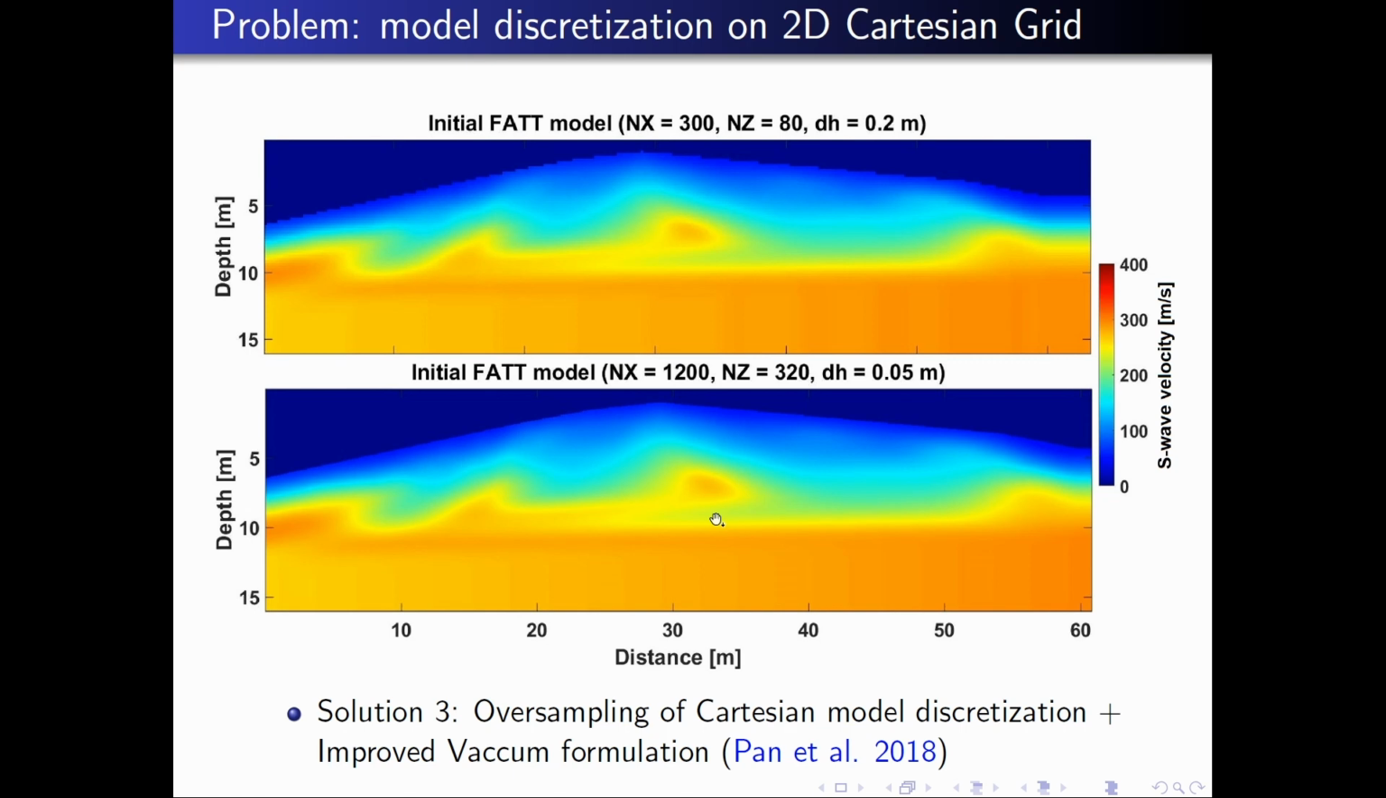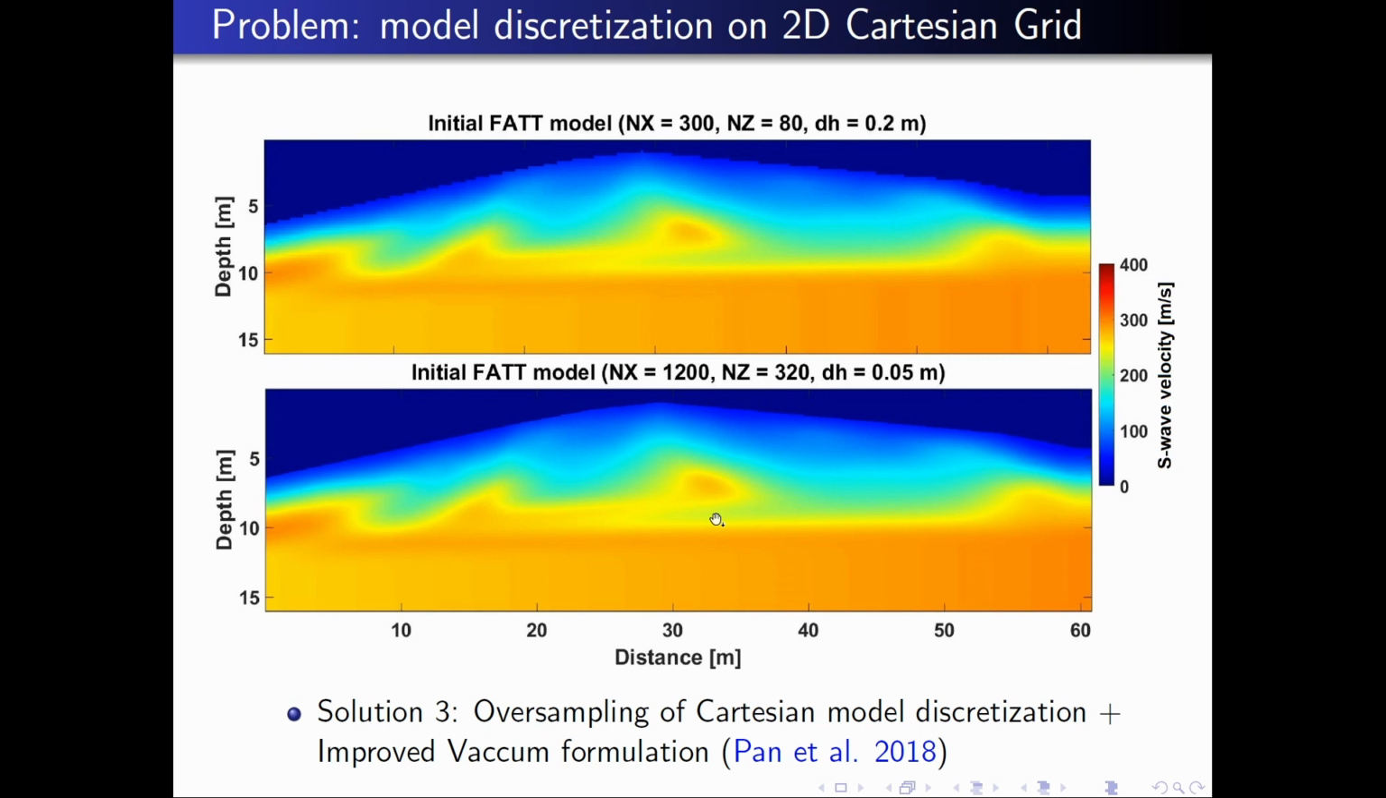Very simple, you oversample the subsurface model. At the top you see the spatially undersampled model with 20 cm grid point distance. If we oversample the model with a grid point distance of 5 cm, the discretization artifacts are significantly mitigated and therefore also the related impact on the modeled Love waveforms.